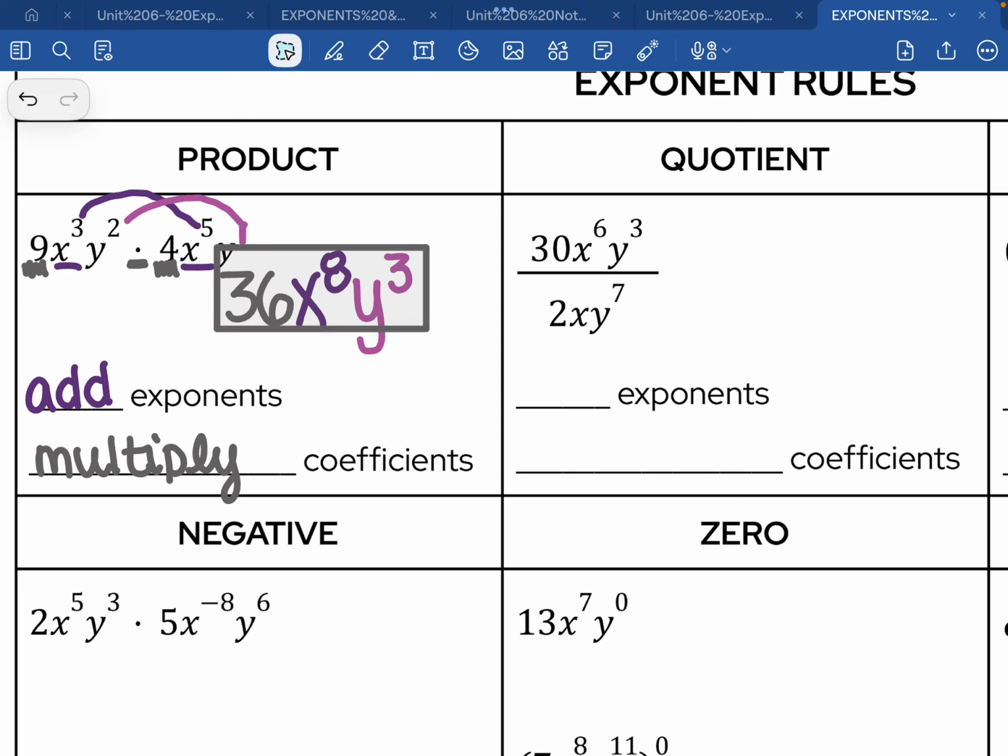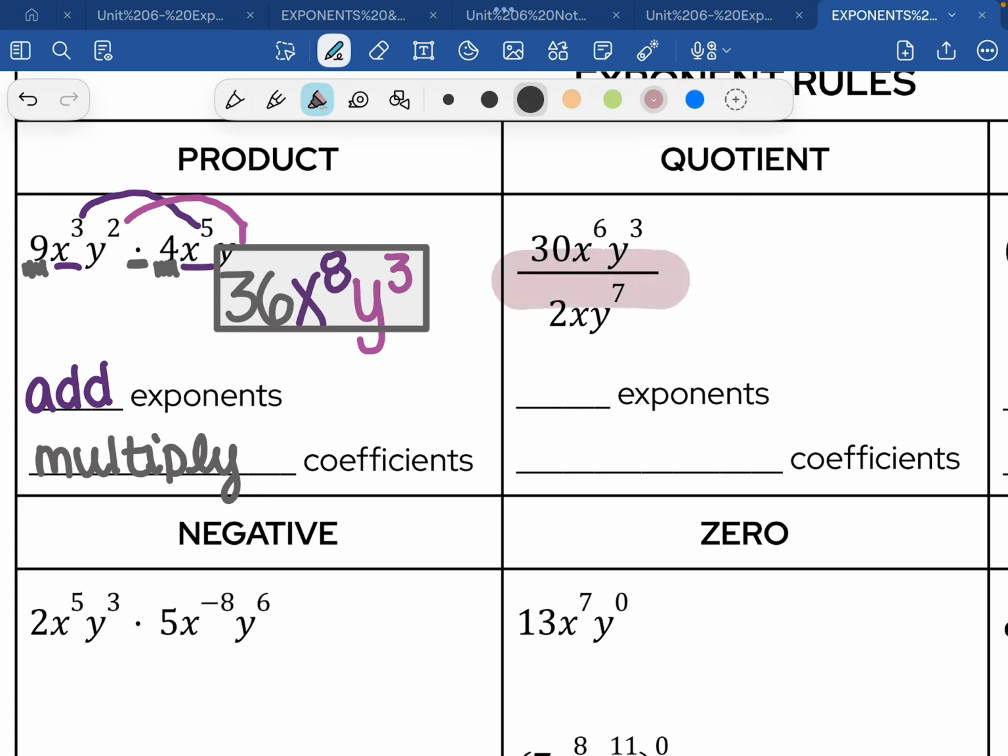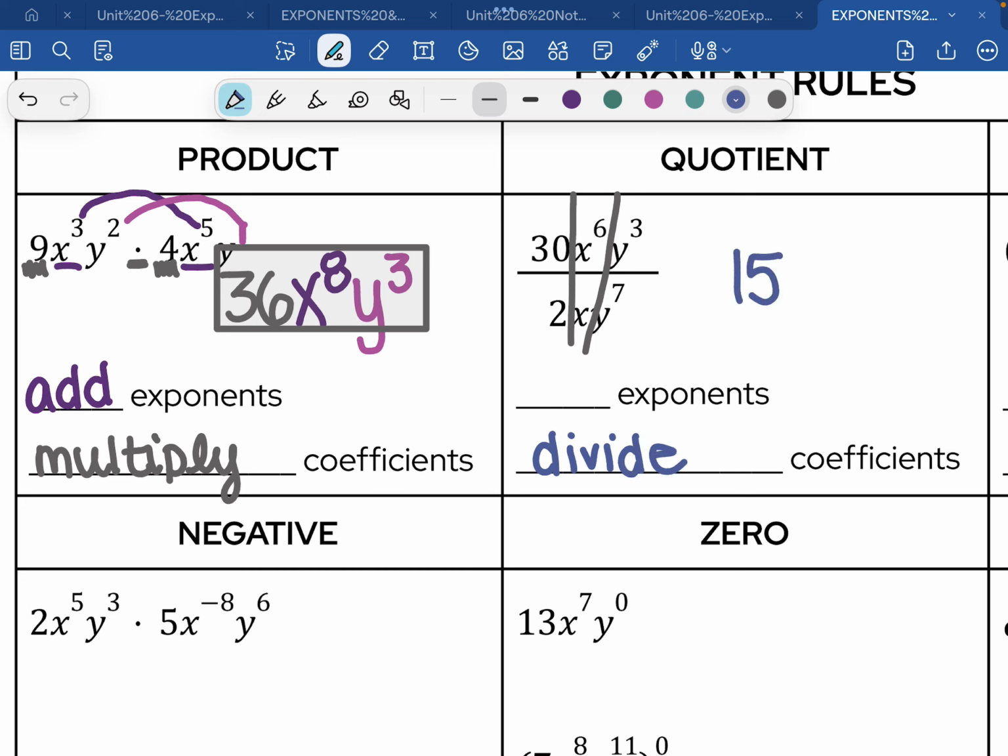The next rule is the quotient rule. You will notice on this one that you see a fraction bar. That is how you identify the quotient rule. Now for this one, I'm going to separate this problem into 3 parts: my x's, my y's, and my numbers in front. For the numbers in front, that is just a fraction, meaning I'm doing 30 divided by 2. So I'm going to divide my coefficients. 30 divided by 2 would be 15.